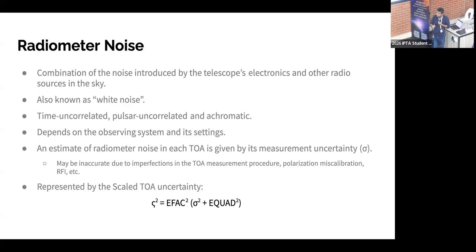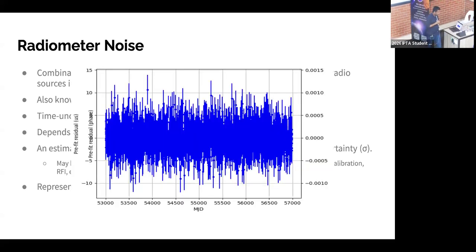So usually what we do is modify that uncertainty estimate sigma by scaling and shifting it using two parameters called EFAC and EQUAD. EFAC just means error factor, and EQUAD means error added in quadrature. These are just fudge factors to make sure that this sigma is realistic. So this is what pure radiometer noise looks like in a pulsar observation. It just looks like some white noise without any pattern.